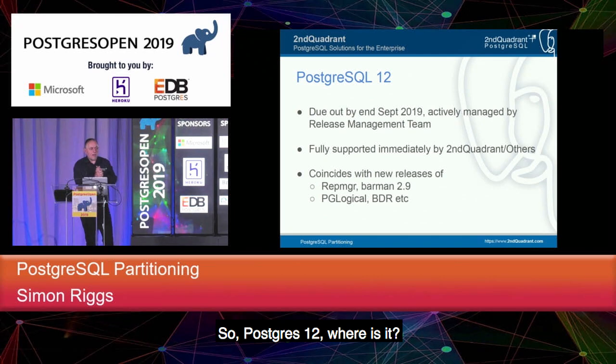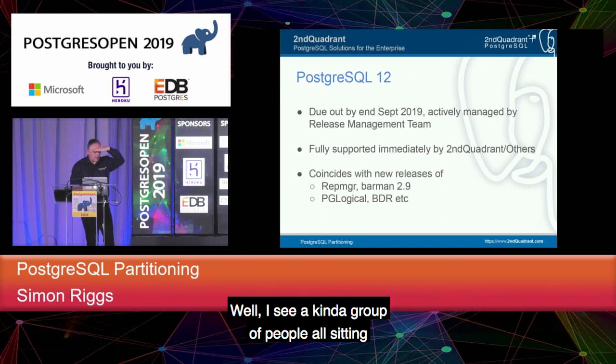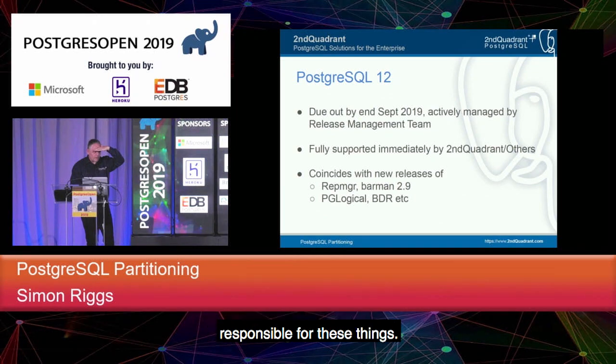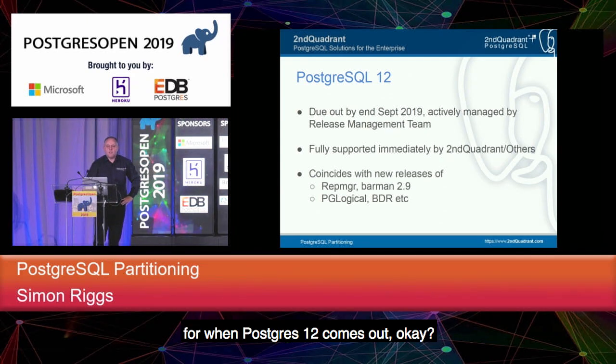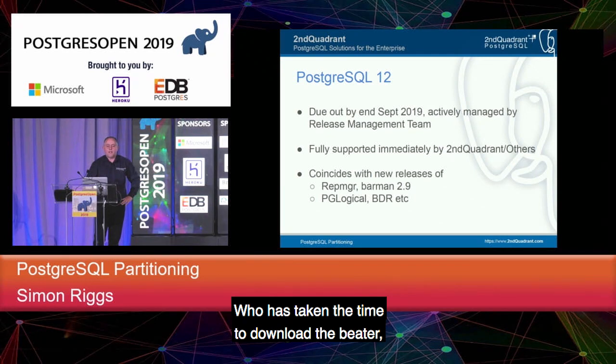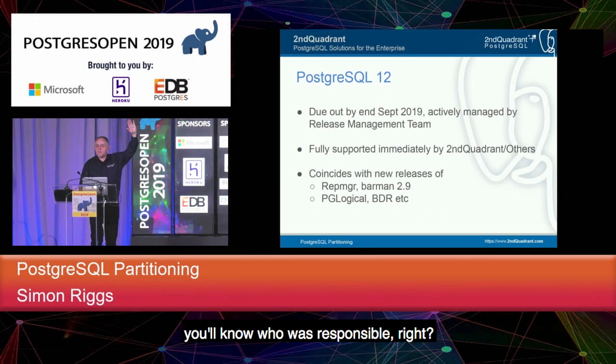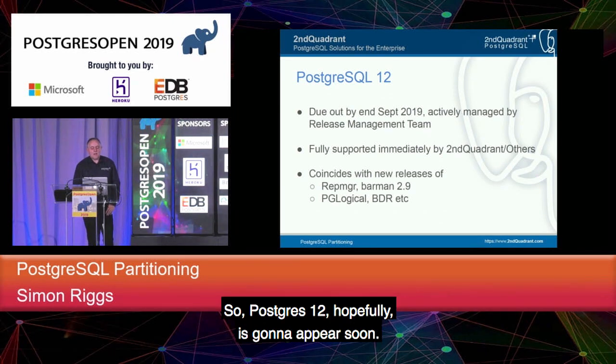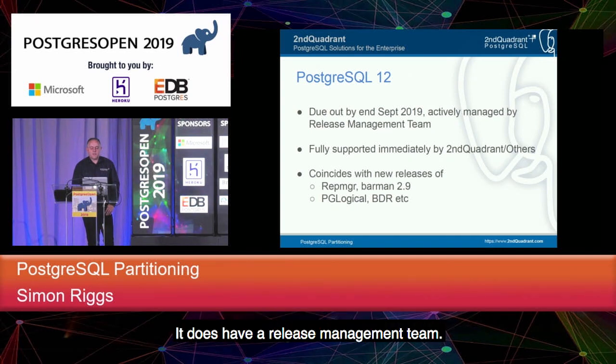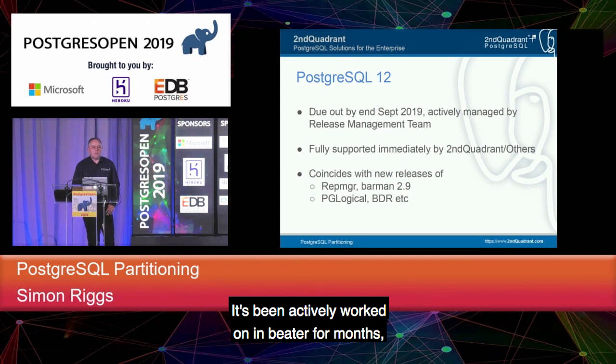So, Postgres 12, where is it? Well, I see a kind of group of people all sitting at the back there who are likely responsible for these things. No, I mean, look, we're all responsible for when Postgres 12 comes out, okay? Who has taken the time to download the beta, investigate their use cases, and report bugs? Who's done that, okay? So when Postgres 12 is late, you'll know who was responsible, right? Postgres 12 hopefully is going to appear soon. It does have a release management team. It's been actively worked on in beta for months, so it should be in a good position to release.